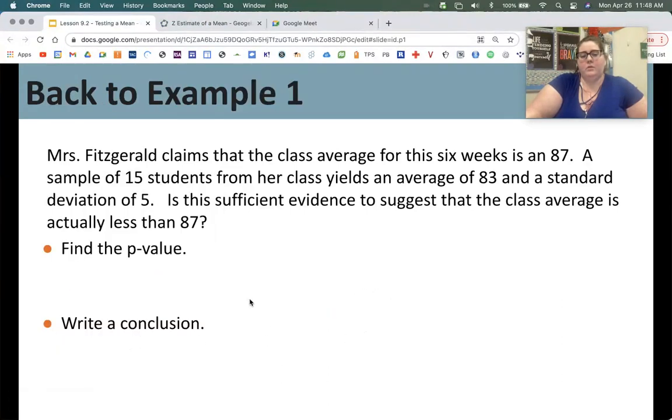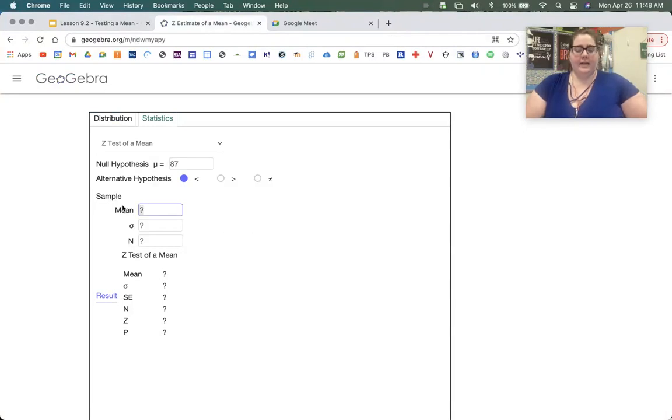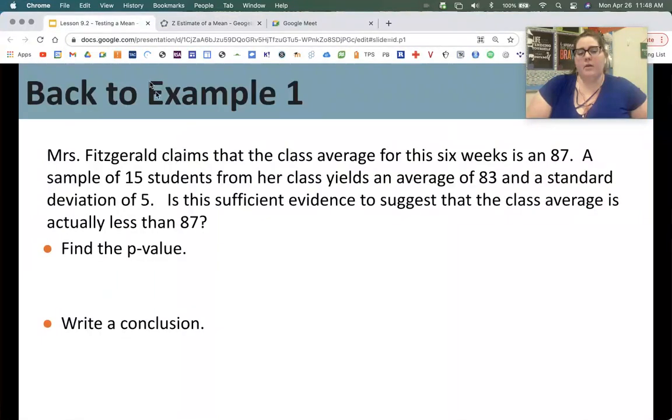So if I fill in the rest of my information, my sample had 15 students in it, so that's the sample size, or n. The mean of the sample was 83, and the standard deviation was 5. n is 15 because there were 15 students in the sample. And that gives me at the very bottom a p-value of 0.001. So my p-value is 0.001. Remember, the rule is if p is small, reject the null. And what do we call small?